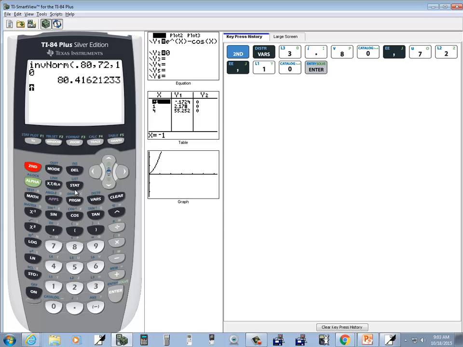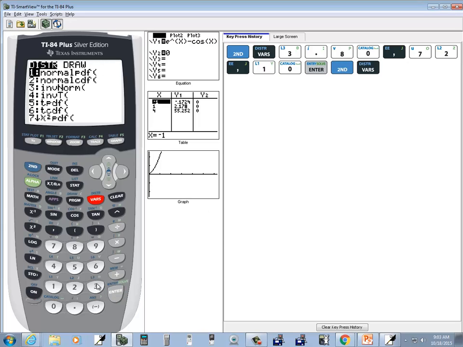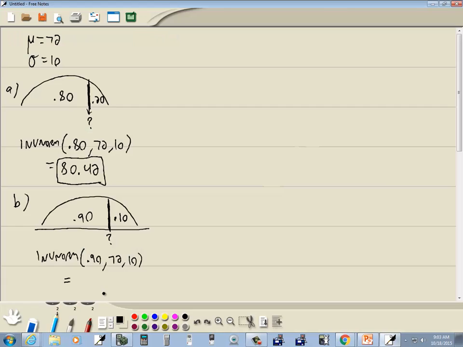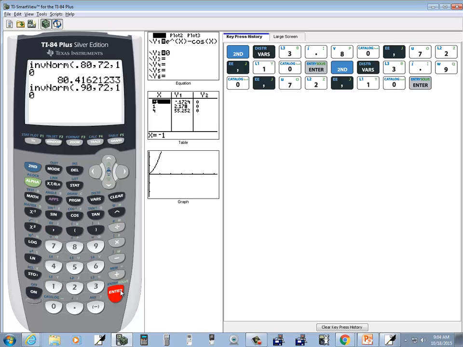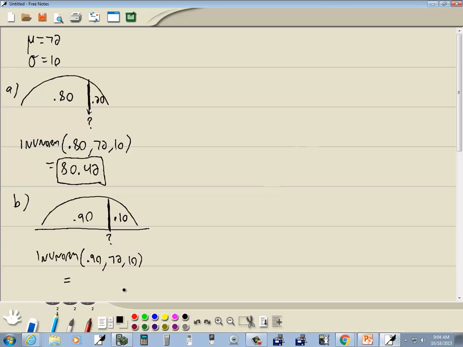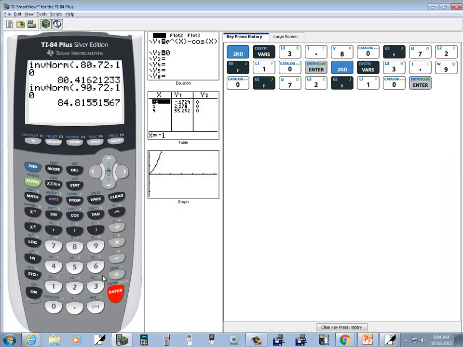So we'll do 2nd Vars, choose invNorm, and then we'll put in 0.90, comma, 72, comma, 10, and push enter. Then we get 84.82. We round up because the third digit here is a 5, so that's 5 or greater, so this becomes a 2.